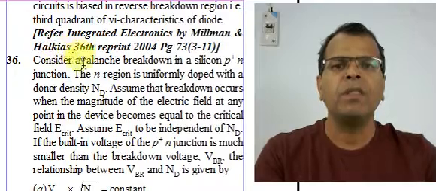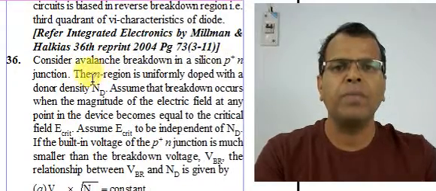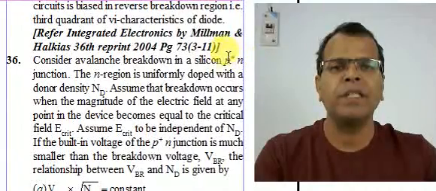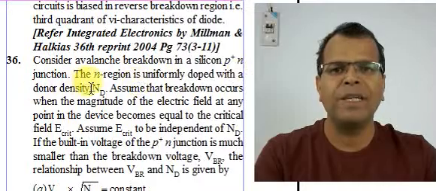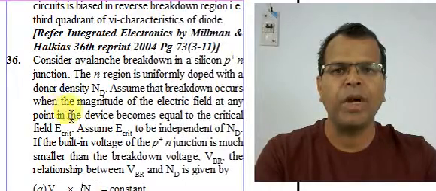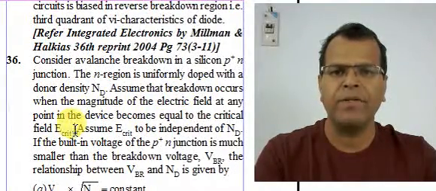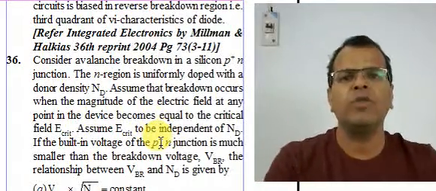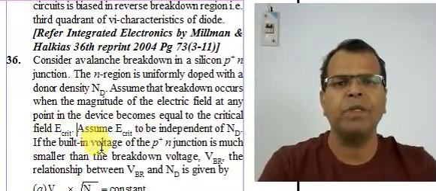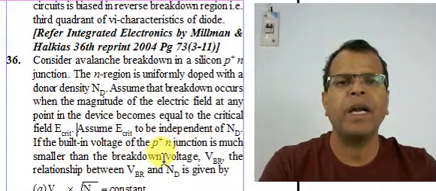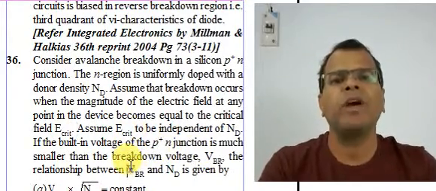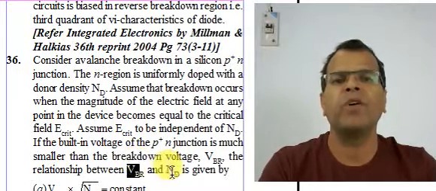Next question. Consider the avalanche breakdown in silicon P plus N junction. P plus N means P side is heavily doped as compared to N side. The N region is uniformly doped with a donor density of Nd. Assume the breakdown occurs when the field at a point in the device becomes equal to the critical electric field. Assume E critical to be independent of donor concentration. If built-in voltage of P plus N diode junction is much smaller than the breakdown voltage, the relationship between VBR and Nd will be? Here basically I have to find the relationship between breakdown voltage of the diode and Nd.